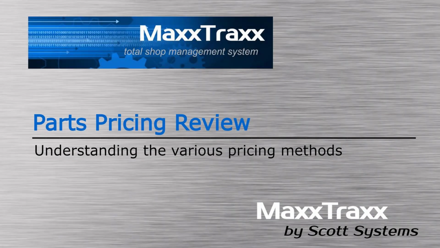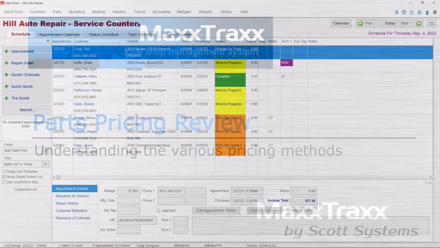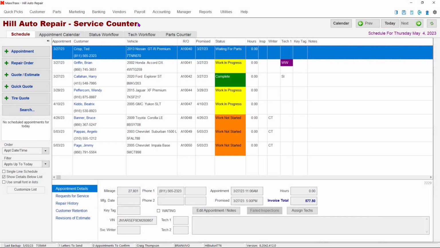Parts Pricing Review. There is more to pricing your parts than choosing a figure and entering it in MaxxTraxx.